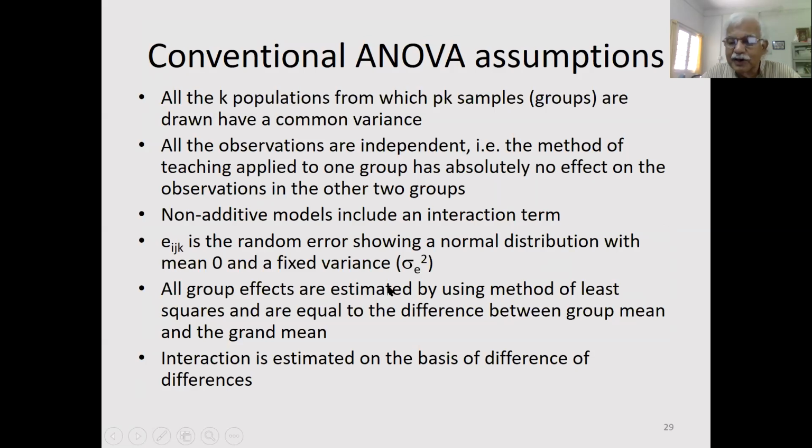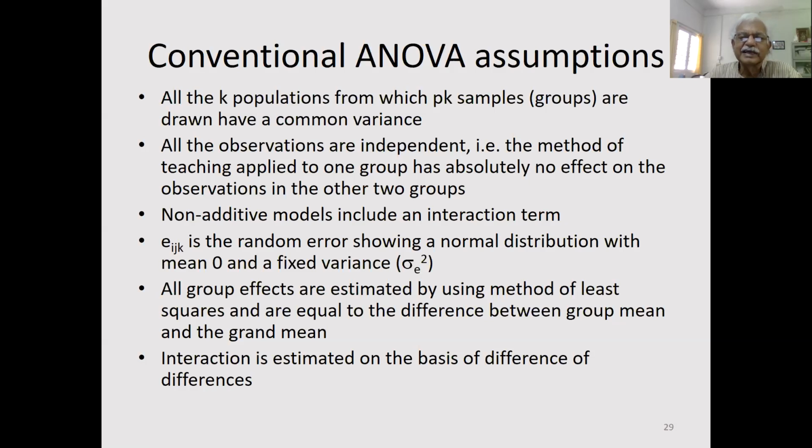The conventional ANOVA assumptions are as follows: that all the K populations from which samples are drawn have a common variance. All the observations are independent. That is, the method of teaching applied to one group, if method of teaching is one of the things that we are testing, has absolutely no effect on the observations from the other groups, like urban, rural, gender of the subject, urban, rural background, region, caste, or religion are not important.